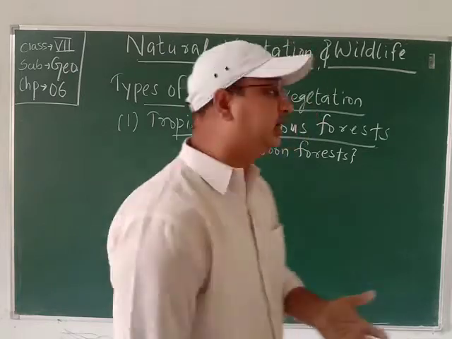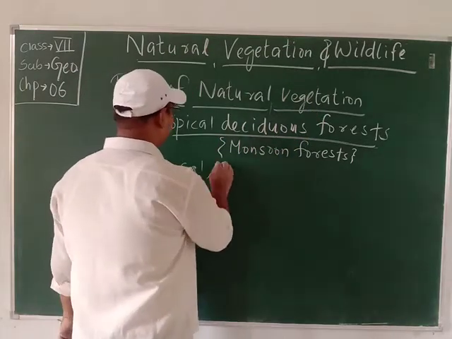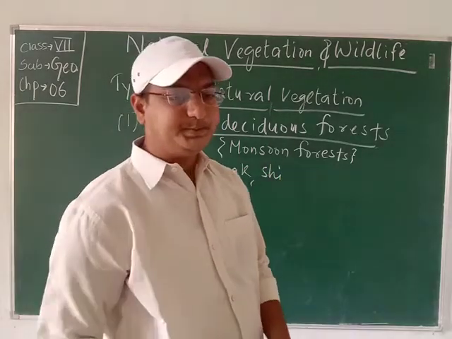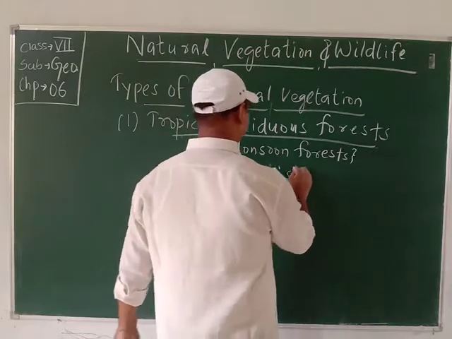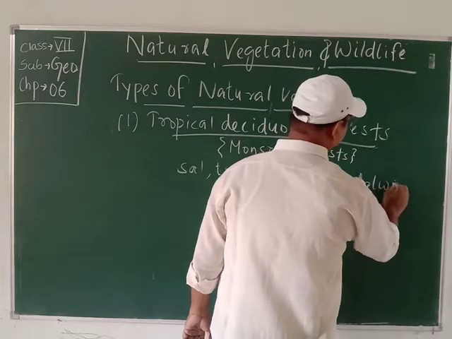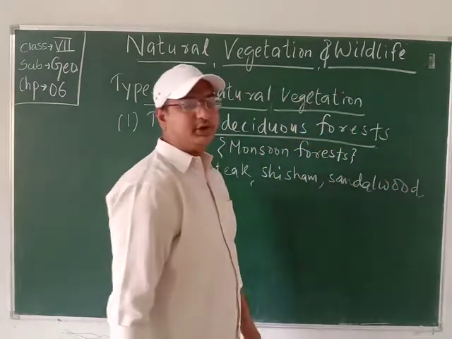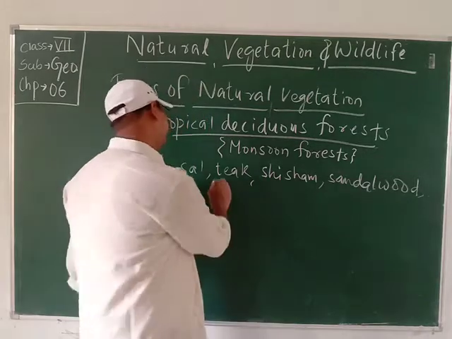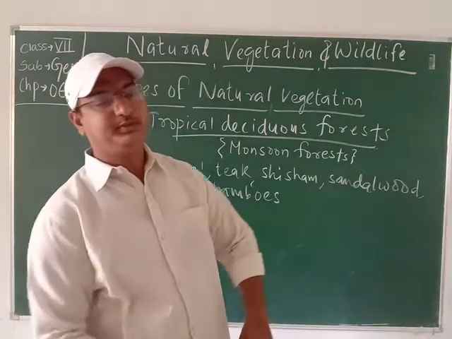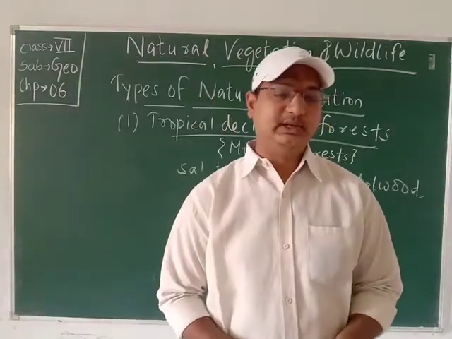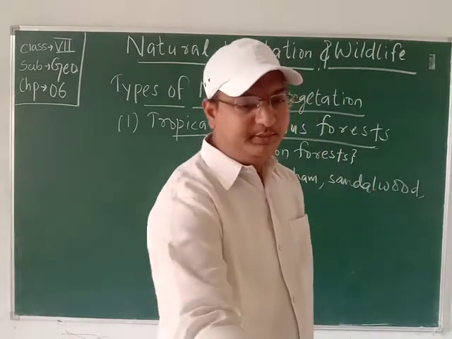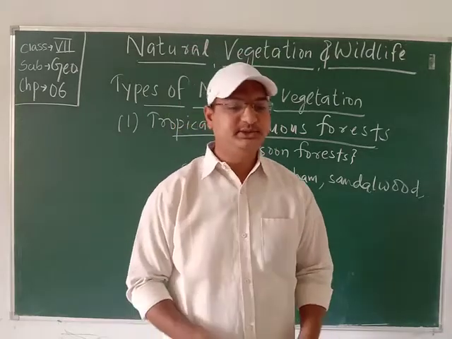The common trees found here are sal, teak, shisham, sandalwood. Okay students, then bamboos. These trees are very hard and used for construction material and furniture material. Lots of insects, bats, birds and mammals are common in this forest.